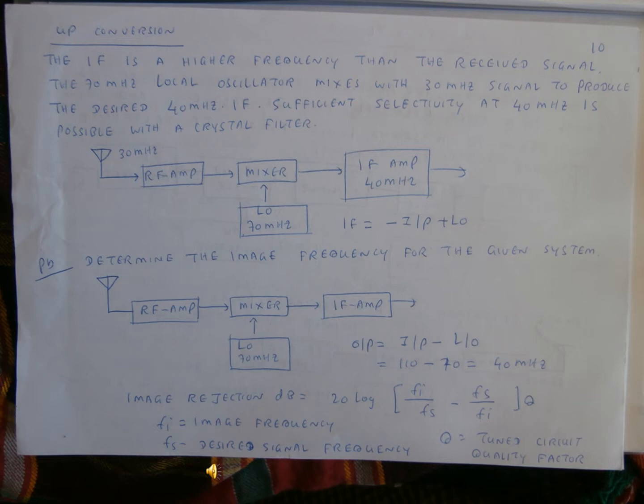The intermediate frequency is 40 megahertz. The local oscillator is 70 megahertz and the signal is 30 megahertz, so the mixer output is 40 megahertz. We do not need a crystal or filter to clean the local oscillator frequency. The 30 megahertz signal comes from the antenna to the radio frequency amplifier, then to the mixer, where the local oscillator of 70 megahertz is applied, and the 40 megahertz output goes to the intermediate frequency amplifier.